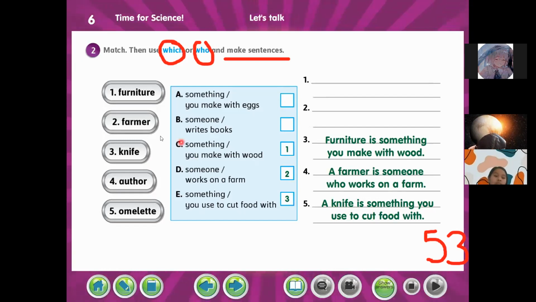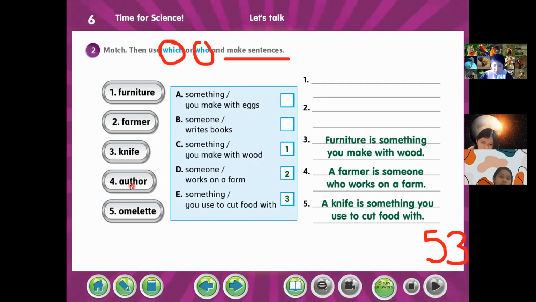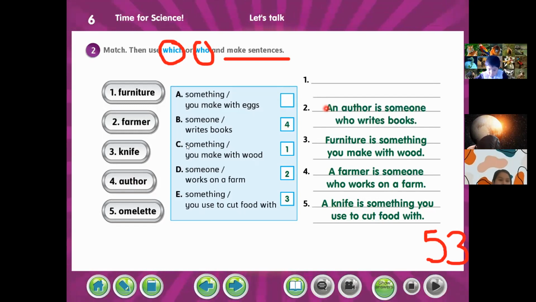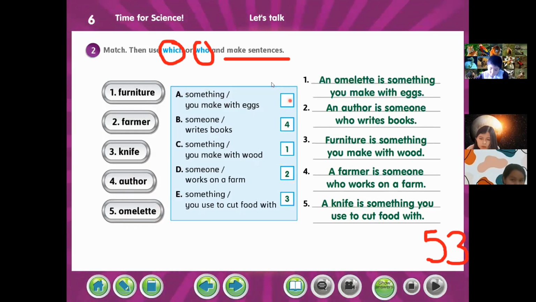Thank you. Other student, please, for author. Okay, Fabricio, tell me. Teacher, author is someone who writes books. Yeah, very good. And to finish, Fernanda, please. Omelette. An omelette is something you make with eggs. Yes, girl. Good job. Thank you. You see?